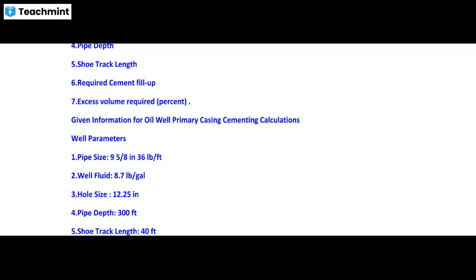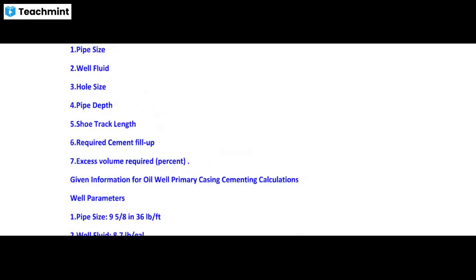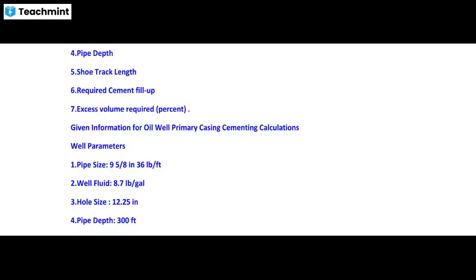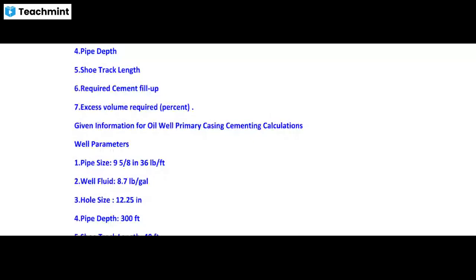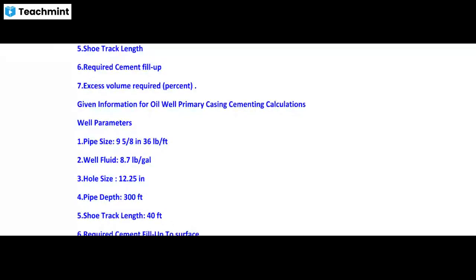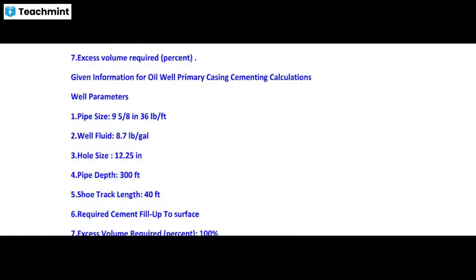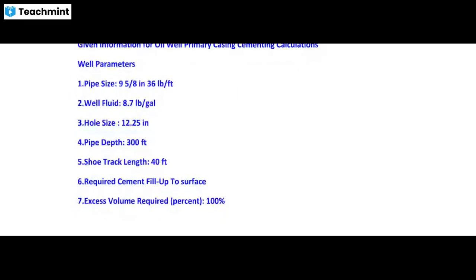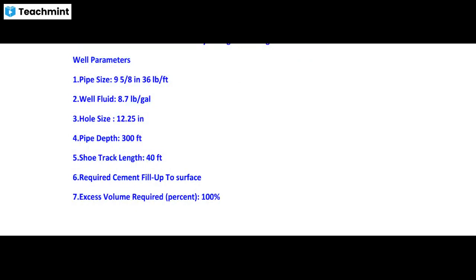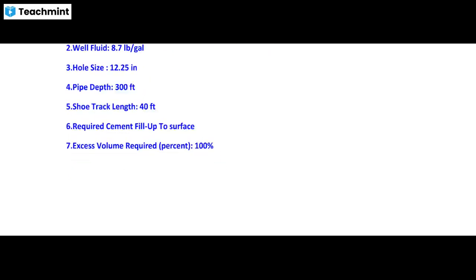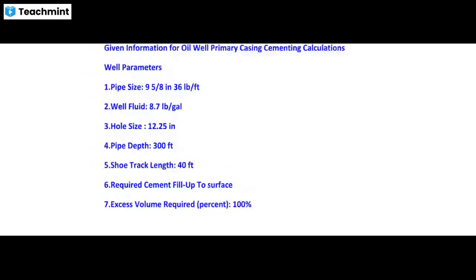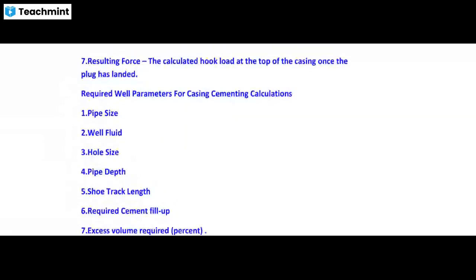So here you can see the given pipe size, 9.5 by 8 inches, that is lb per foot, then well fluid 8.7 lb per gallon, then hole size 12.25 inches, pipe depth 300 feet, then shoe track length is 40 feet, then required cement fill up to surface, excess volume required in percentage, that is 100%. So this is your data required for the basic well cementing calculation.